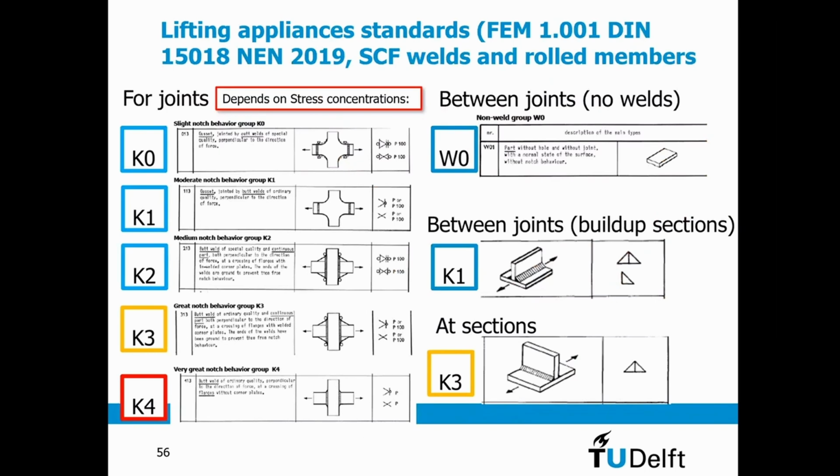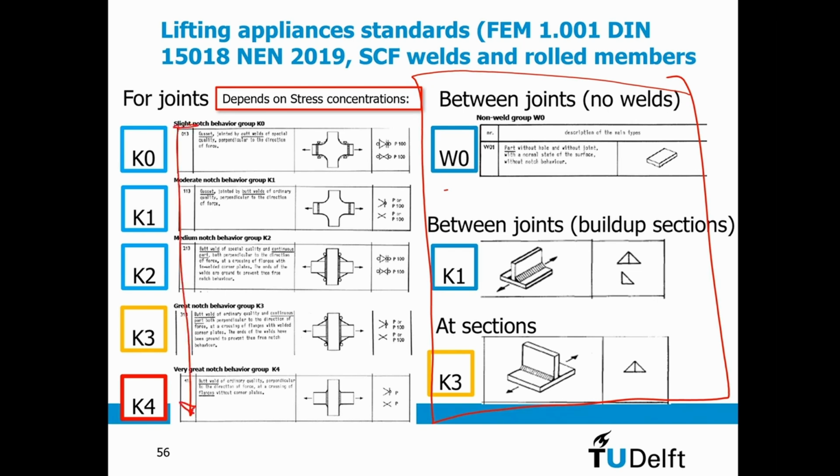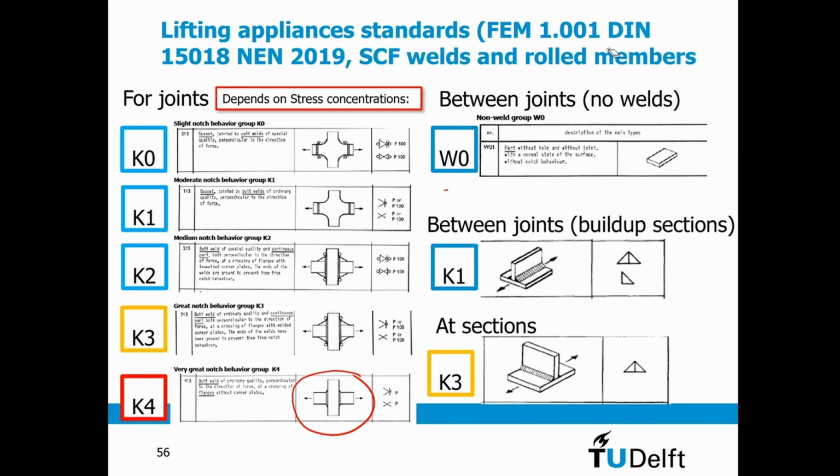And then again, for plate models, where there is no stress concentration, I have these classifications, and if I use a beam model, then I also need to take into account in the classification how I connect. So again, this is what you want to avoid. I use these color codes: K3 is pay attention, K2 is okay, but K4 is, for lifting appliances, a no-go if you have a serious number of load cycles.